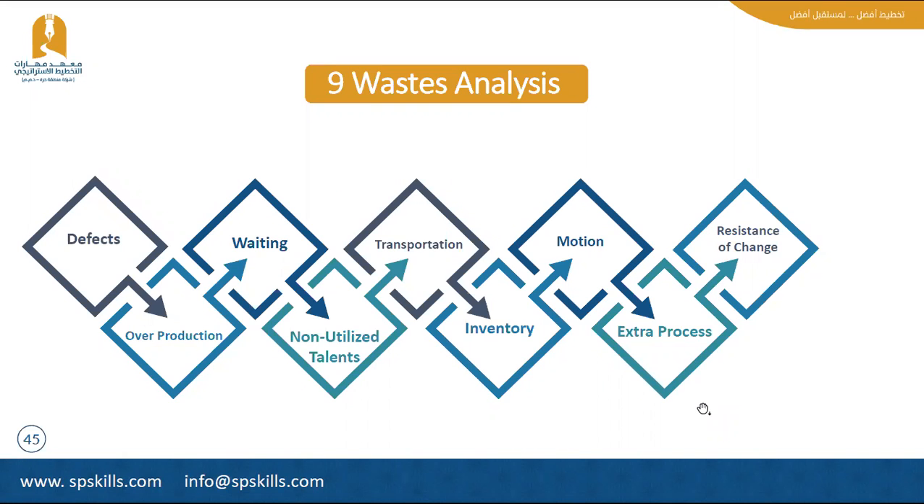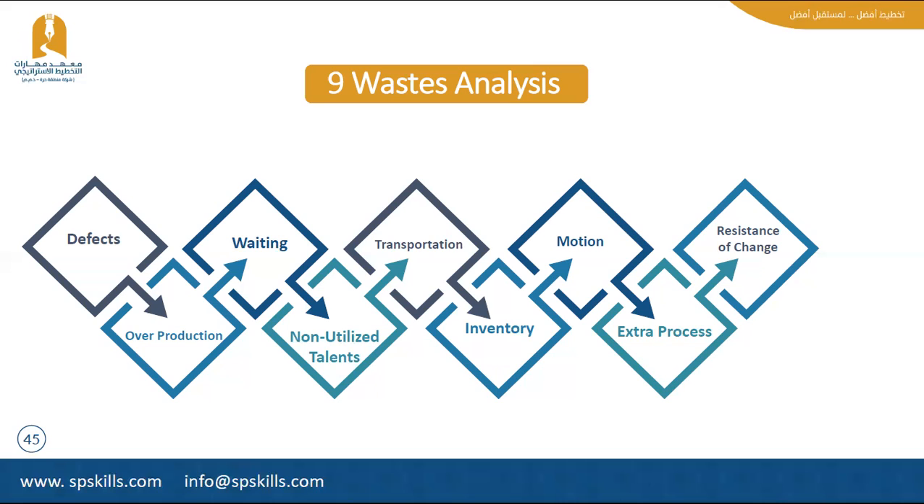The 9 wastes analysis is one of the main tools we use in internal factor evaluations of any organization. The 9 wastes, as per the Japanese definition within lean manufacturing science, are wastes which might lead to the loss of some of the organization's resources.